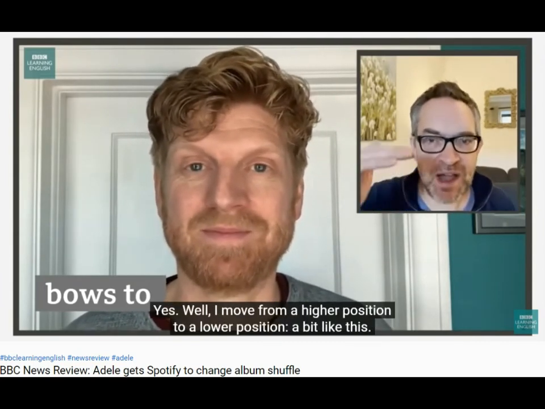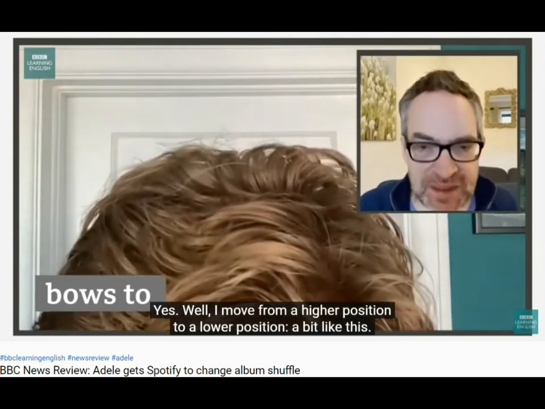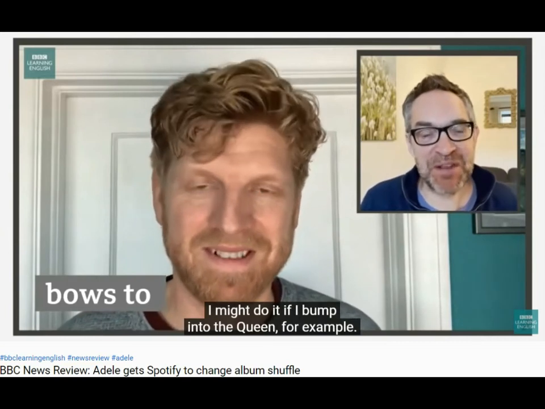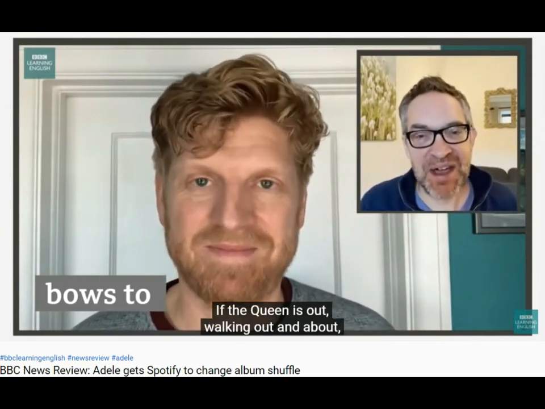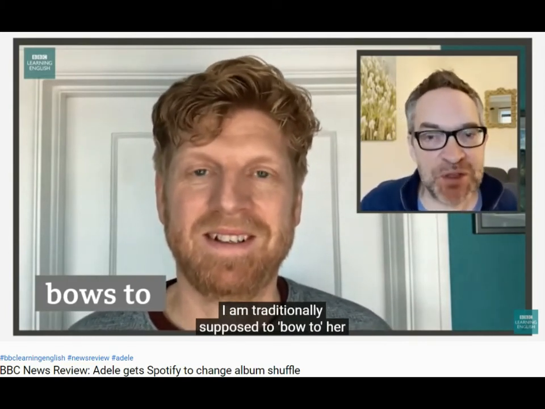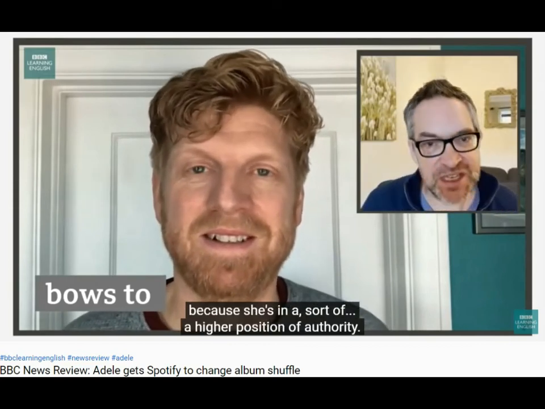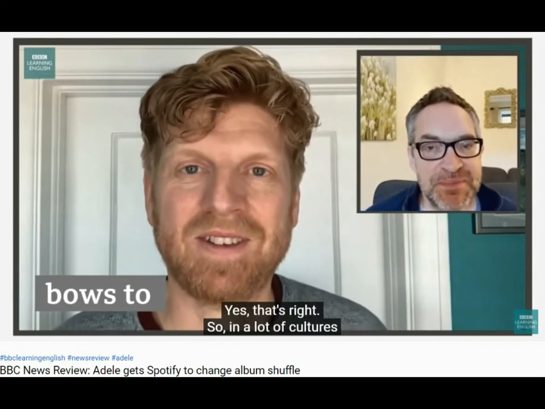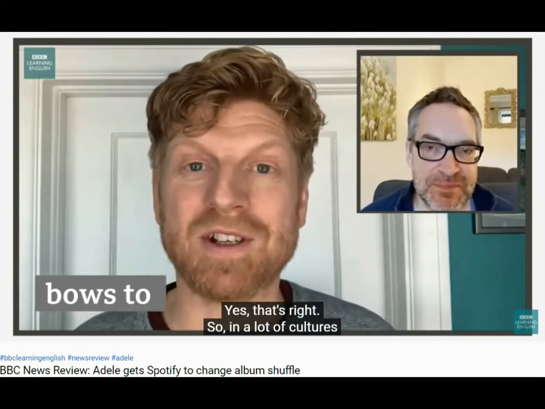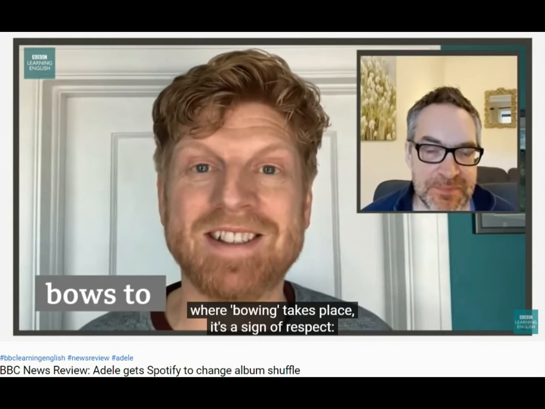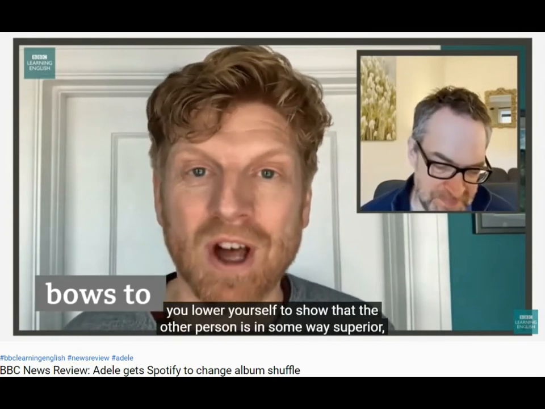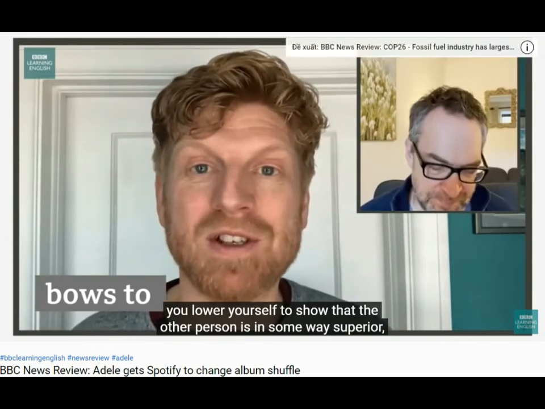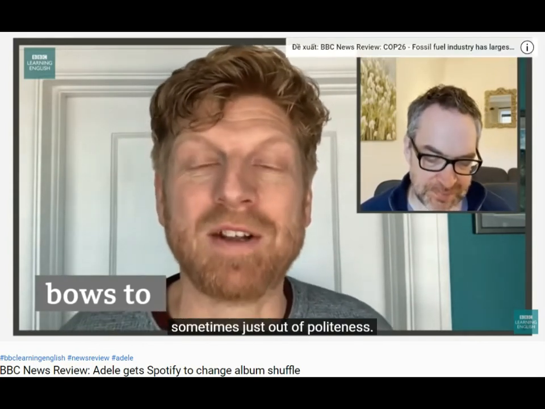Yes, so I move from a higher position to a lower position. A bit like this. I might do it if I bump into the Queen, for example. If the Queen is out walking out and about, I am traditionally supposed to bow to her because she's in a sort of a higher position of authority. She has more power than me. Yes, that's right. So in a lot of cultures where bowing takes place, it's a sign of respect. You lower yourself to show that the other person is in some way superior, sometimes just out of politeness.